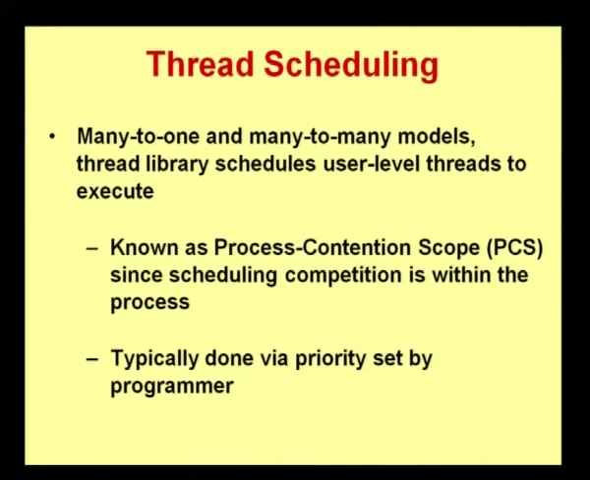So you can create as many user level threads as possible. You can delete, manipulate and manage them, but creating a kernel level thread is not possible after booting the operating system. So the managing or mapping between the user level thread and the kernel level thread, and scheduling the CPU with an algorithm for this, is called thread scheduling. This is also known as process contention scope, since the scheduling computation is within the process, and it is typically done via priority.